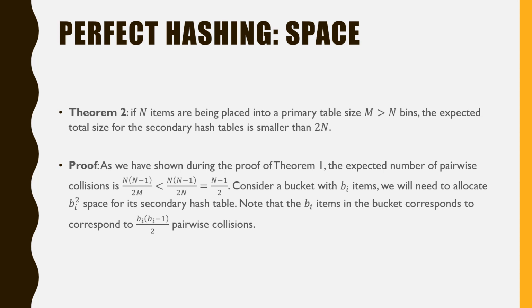Now, consider the bucket i in the primary hash table that contains collisions. Let the bucket contain bi elements. Among these bi elements, they correspond to bi times bi-1 divided by 2 pairwise collisions. For example, if the bucket has 3 elements i, j, and k, then we have 3 pairwise collisions, namely i and j, j and k, and i and k. Based on the algorithm, we also know that the corresponding secondary hash table size will be bi squared.